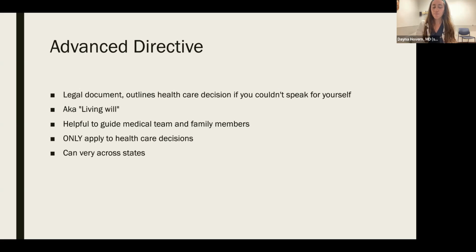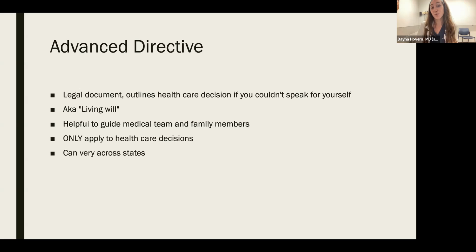So we'll start talking about those documents. So an advance directive is a legal document. It outlays the healthcare decisions that you would want for yourself in the event that you can't speak for yourself. It's also known as a living will. On the medical end, we use these things in the hospital to help guide the family with making medical decisions about the kinds of treatments that would be acceptable to you.